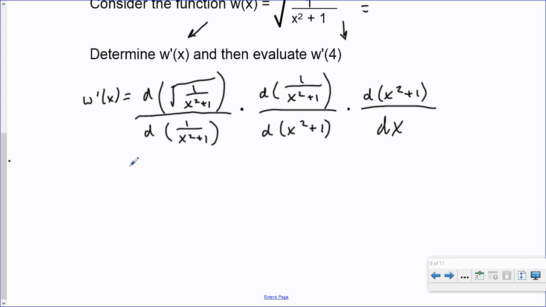Okay, now let's do it. Okay, what's the derivative of a square root function? Well, the derivative of a square root function is this.